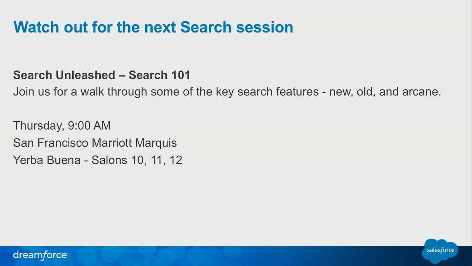Will snippets only be available for articles, or can you use them against the text area? In Winter 15, it's only articles. We plan to expand that in the future, but it's only on articles so far. It's very useful when you have entities with a lot of text like articles. Less useful for an account, but for articles, it's very useful.